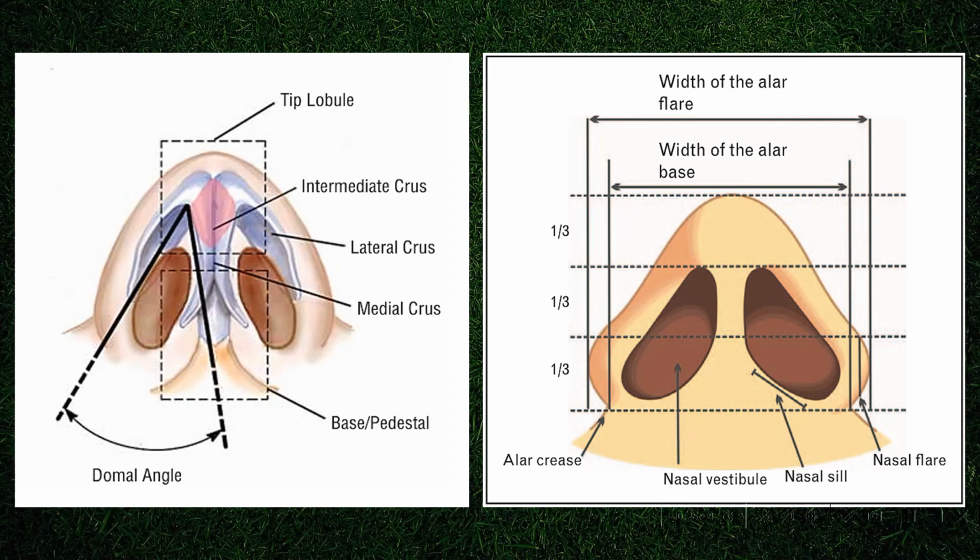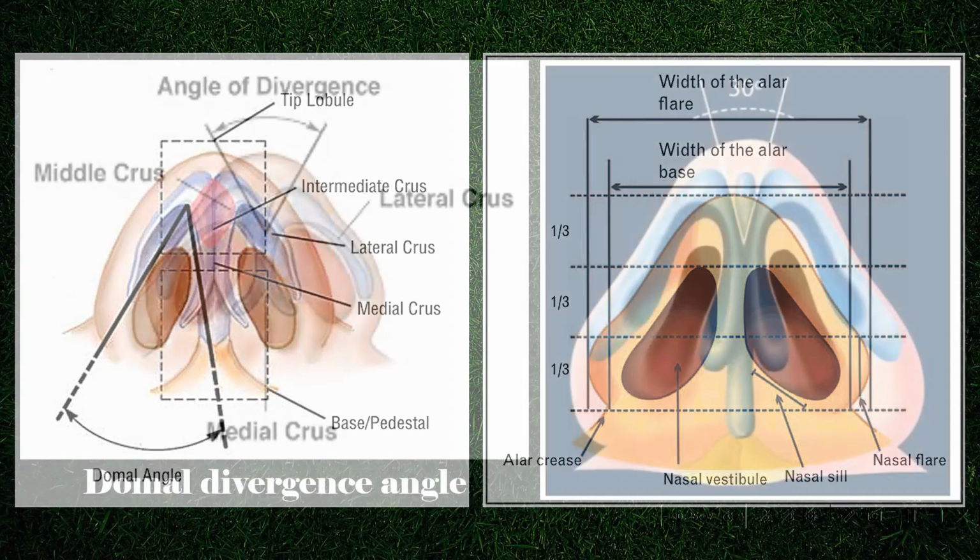The width of the alar base is measured from one alar crease to the other and should ideally be equal to the intercanthal distance, especially on Caucasians. In contrast, the alar flare is the maximum degree of alar convexity above the alar crease, which ideally should not extend more than 2 mm outside the crease.